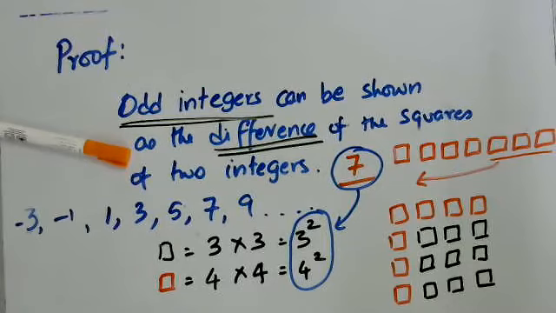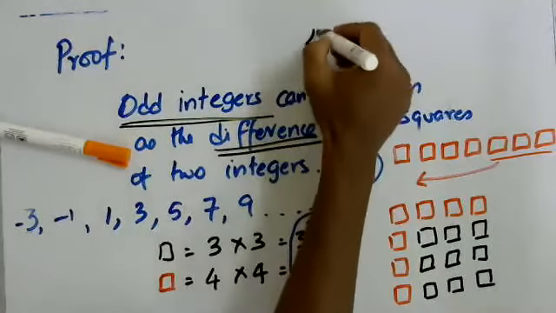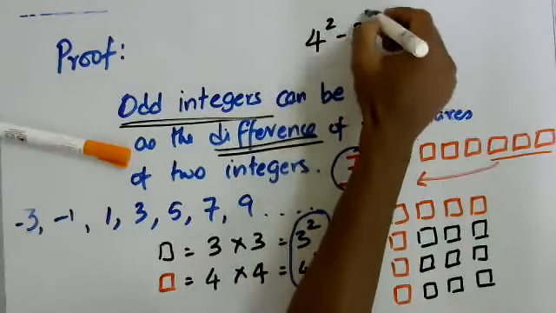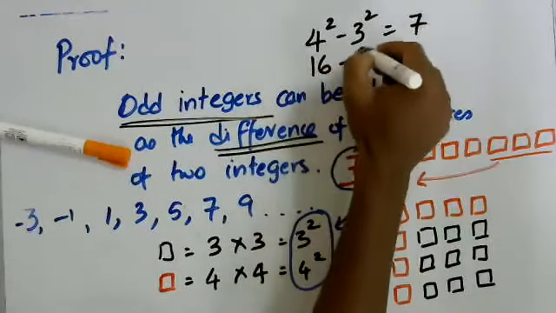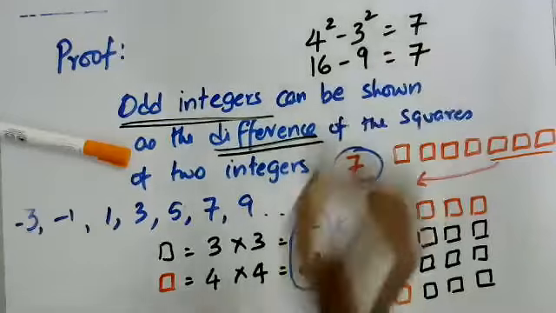Wait a sec, sir. I got it, sir. Sir, look at the squares. One is 9. The black ones are 9. And these are 7. And if you try them, 16 minus 9, what does 16 minus 9 give you? 7. Finish. So, 4 square minus 3 square is equal to 7. Why? Because it is 16 minus 9 and that is equal to 7.